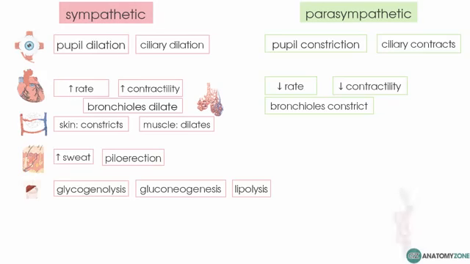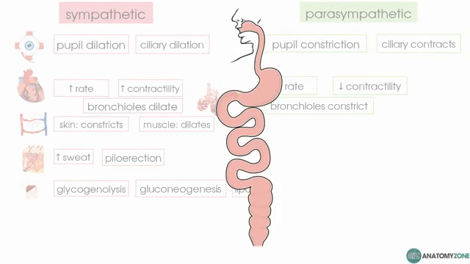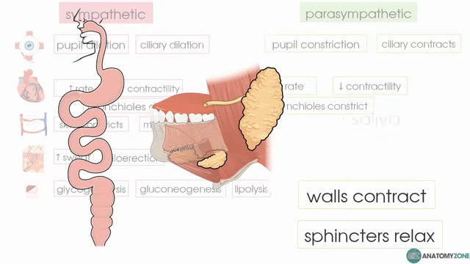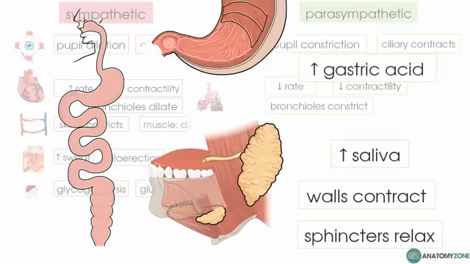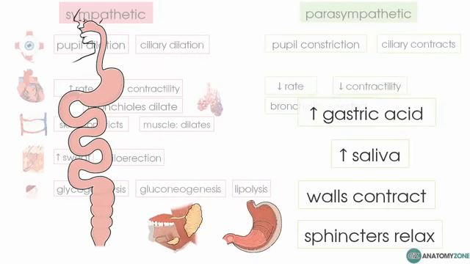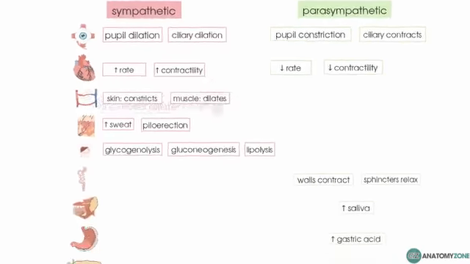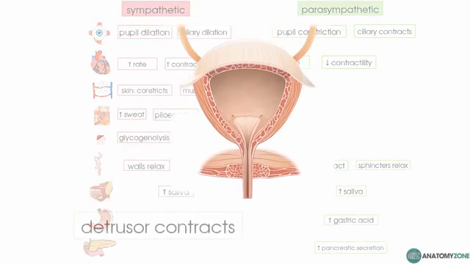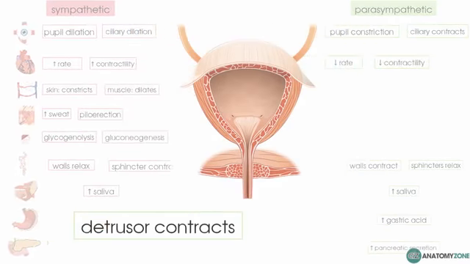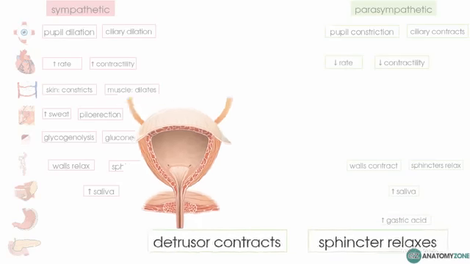In terms of the GI tract, it causes the smooth muscle walls of the digestive tract to contract and it causes the sphincters to relax. You get increased saliva secretion, increased gastric acid secretion and increased pancreatic secretions. In terms of the bladder, you get detrusor muscle contraction and you get relaxation of the sphincter.